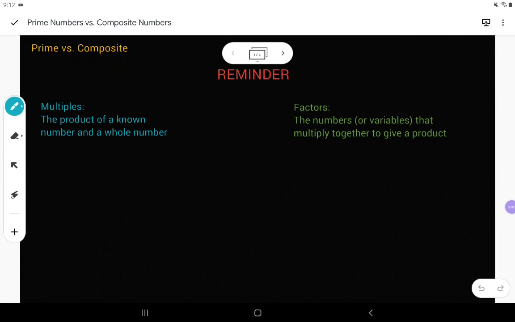In this video, I'm going to talk about the difference between prime numbers and composite numbers. So, just a reminder of some words I might be saying. Multiples, that's the product of a known number and a whole number.